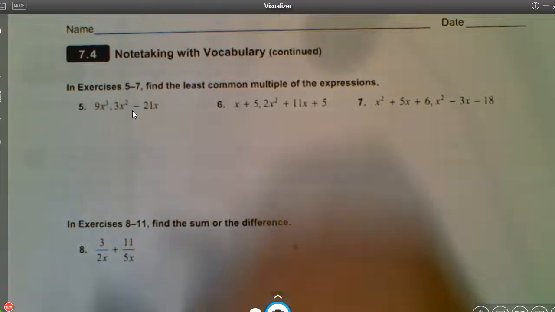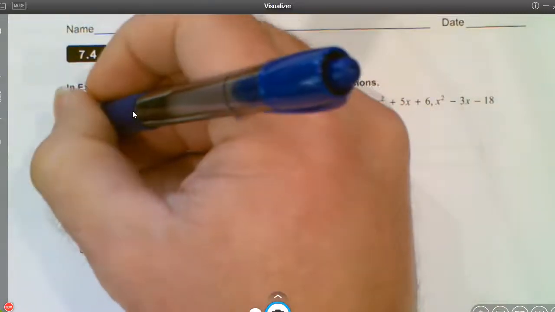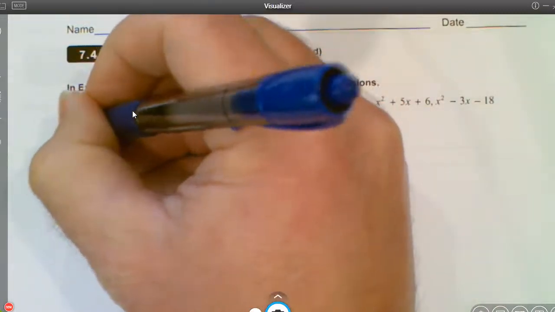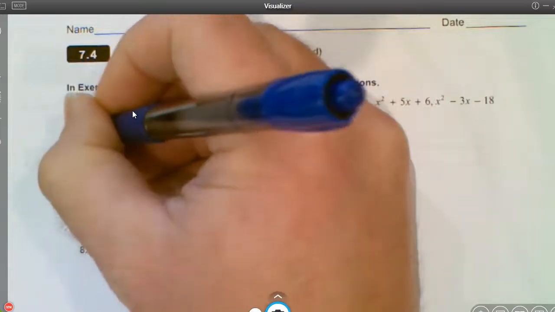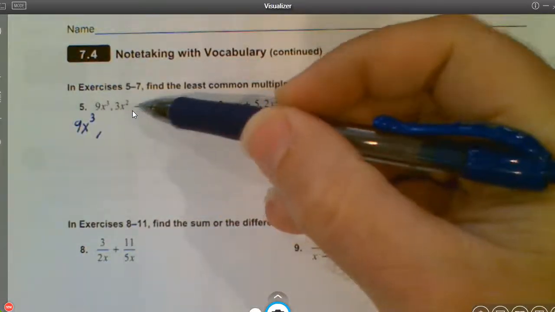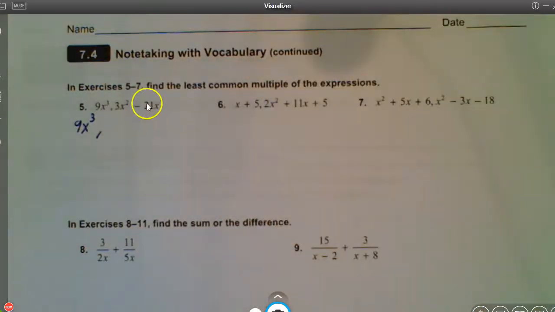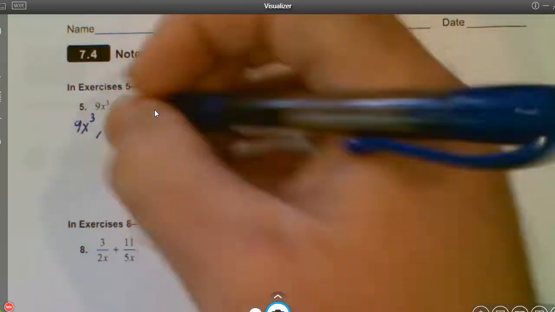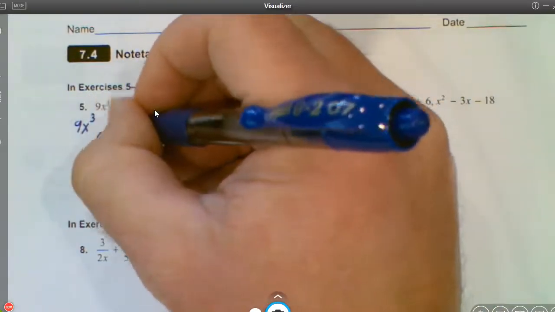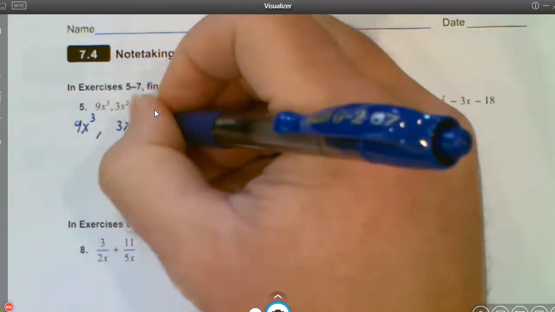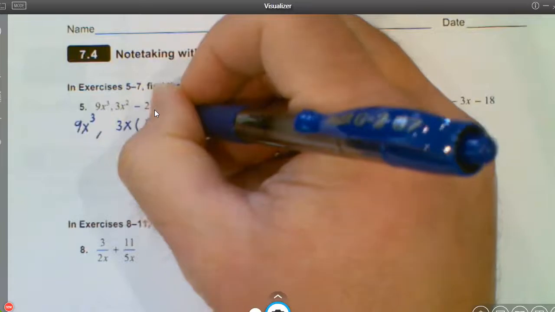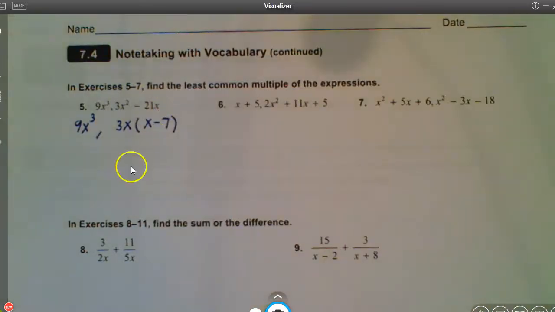So my first term is 9x to the third. I'm just going to bring that one down. So that's my first term. This is my second term, but I'm going to factor it by taking out the greatest common factor. So you can see that 3x can go into this, 3x can go into this, so I'm going to pull out the 3x, and that leaves me with x minus 7. Okay, so all we've done so far is put this into factored form.